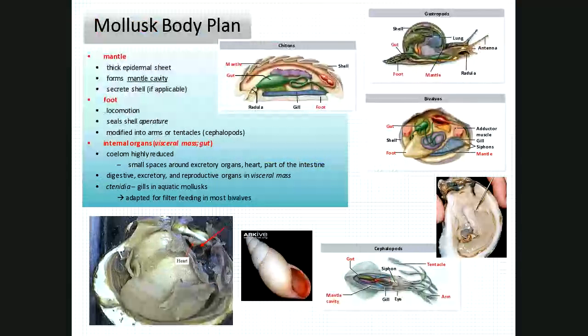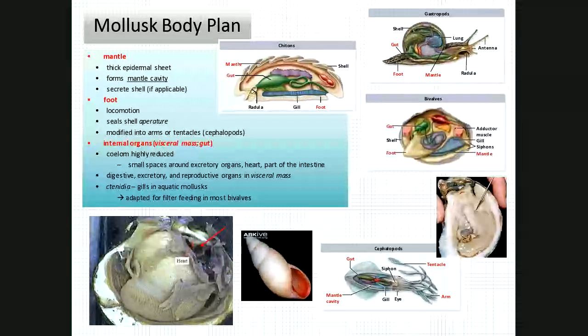All mollusks share a similar body plan of three basic parts. I put them in red here: the mantle, the foot, and the internal organs, the visceral mass or the gut. The mantle, if you've ever shucked oysters, is that layer of skin, if you will, or tissue that lays right underneath the shell. It's a thick epidermal sheet, and it forms a cavity around the visceral organs known as the mantle cavity. If the organism has a shell, if it's a shelled mollusk, then that's where the shell comes from. It comes from that mantle.